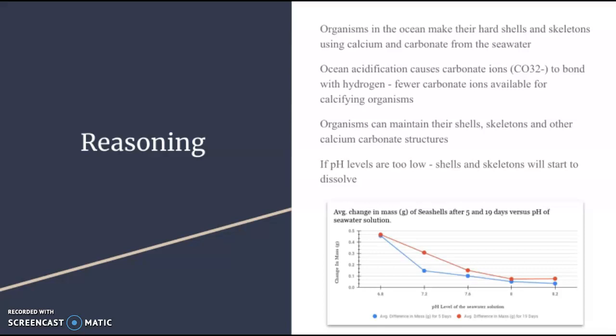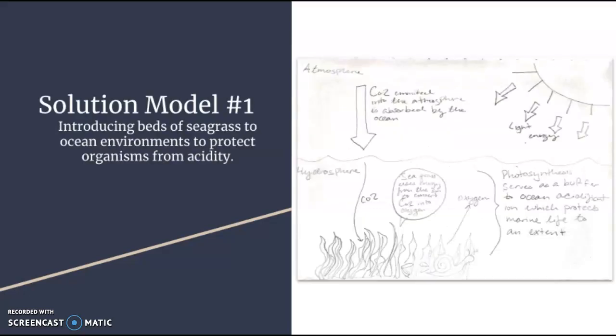The graph shows the average change in mass of shells as the pH of the seawater decreases, and the dotted points display the dependent relationship between sea creatures and pH levels, who lose mass in their shells as pH decreases. So we have two solutions.